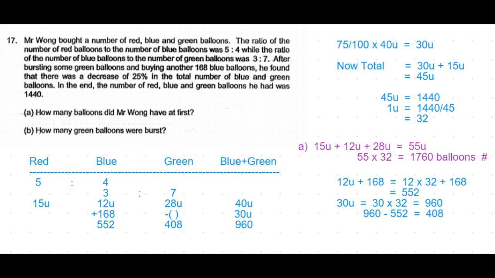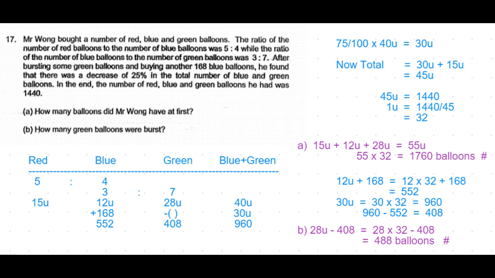But we know that the number of green balloons at first was 28 units. So when we subtract, 28 times 32 minus 408, which is the number of green balloons at the end, we get 488 balloons. That's the number of green balloons that were burst. So that's the answer, 488 balloons, for part B of the question.